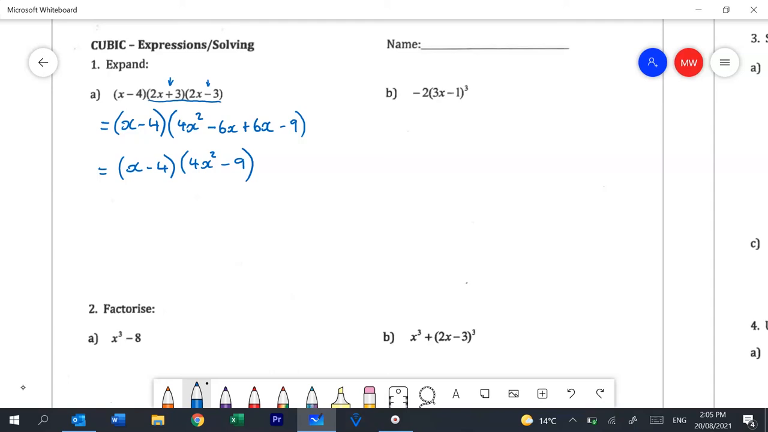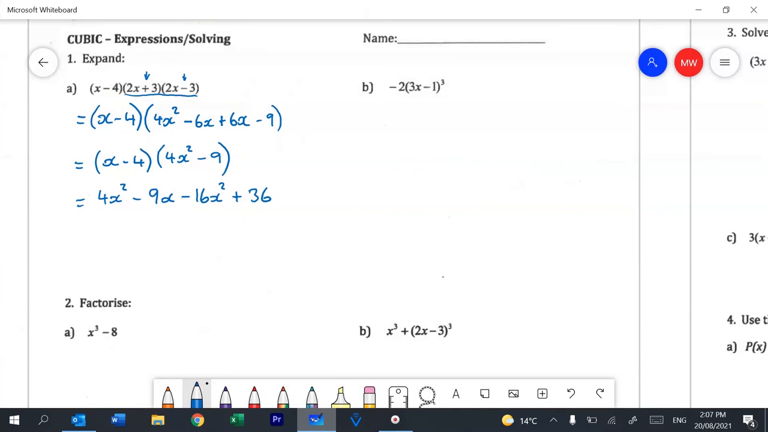Okay. And then what we need to do, of course, is we need to finish expanding this. So now it's x times 4x squared makes 4x cubed. X times minus 9 makes minus 9x. Minus 4 times 4x squared makes minus 16x squared. And minus 4 times 9 makes 36.